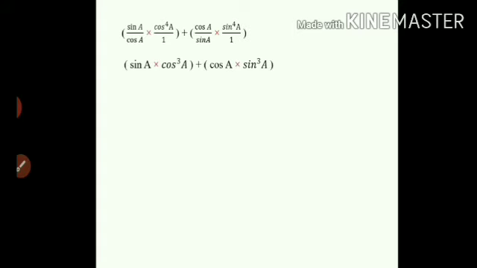So see what is left: sin A remains as it is, multiplied by cos⁴A divided by cos A. So one cos gets cancelled down, so cos³A is left. Again, see, plus the second bracket. Again, in the second bracket, cos A I am writing as it is.